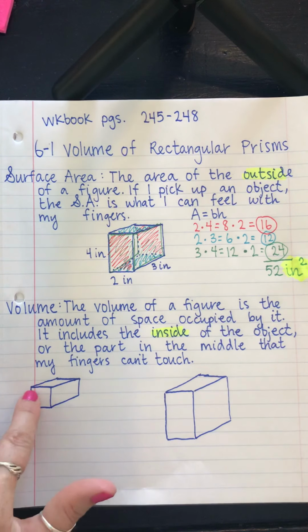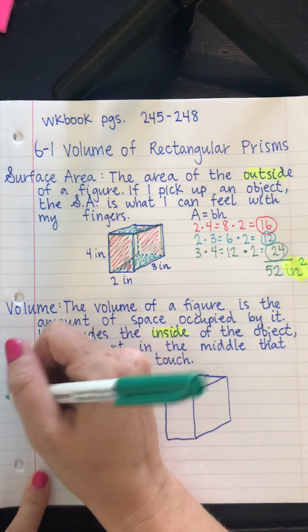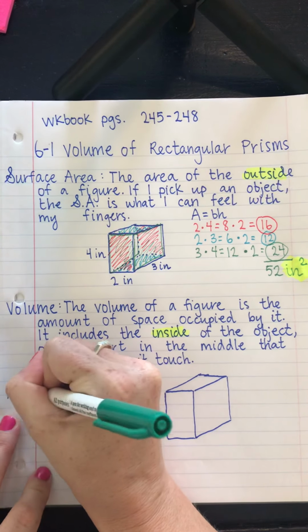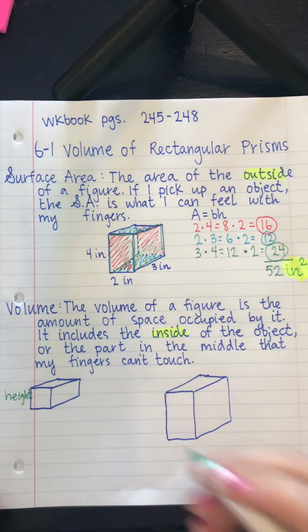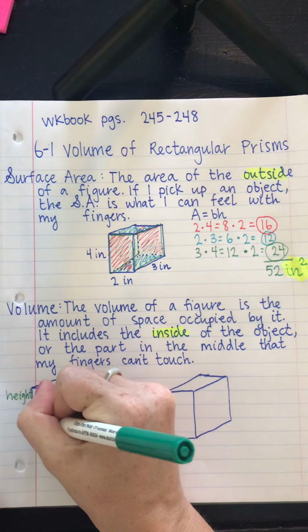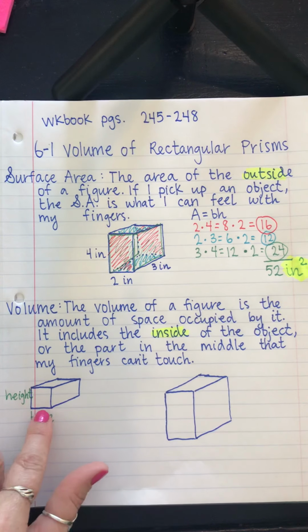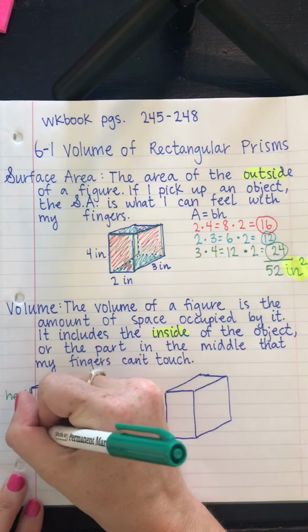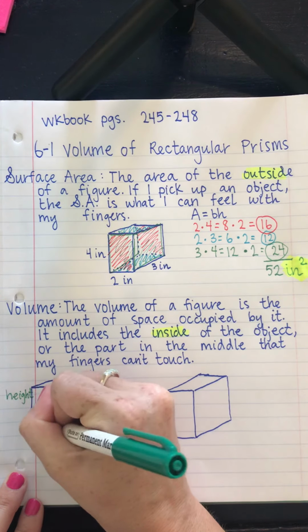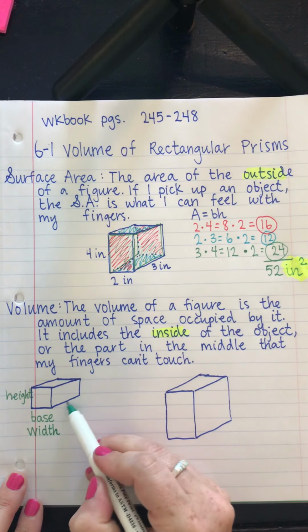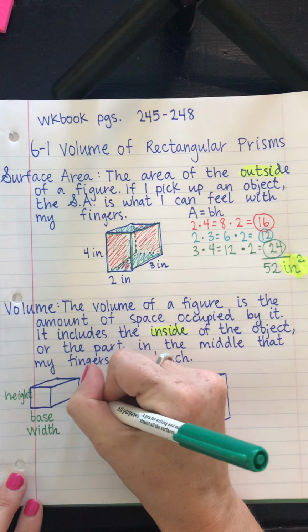So for this here, we have the height. We're all familiar with that. We've been using height. And then for this here, we've been using base. But another thing that we could call this right here would be the width. And then we have the length right here.